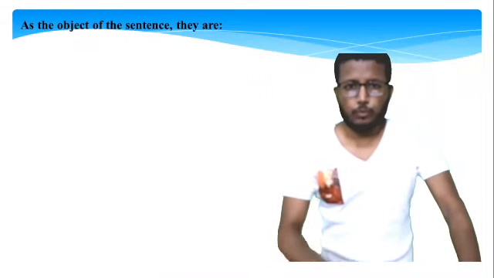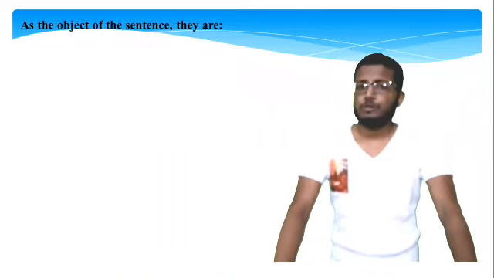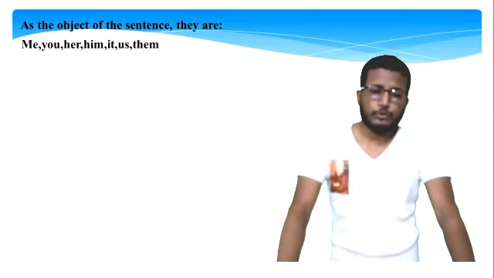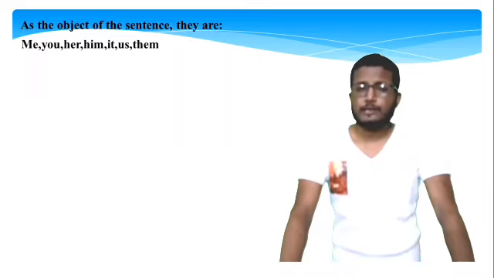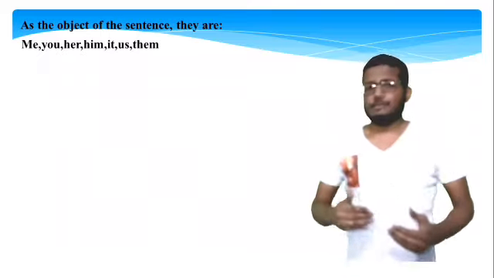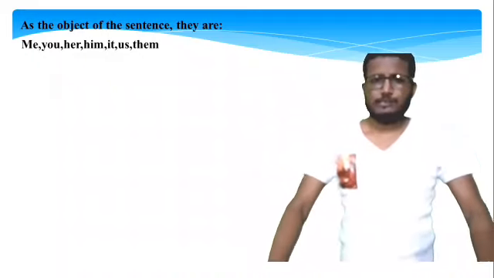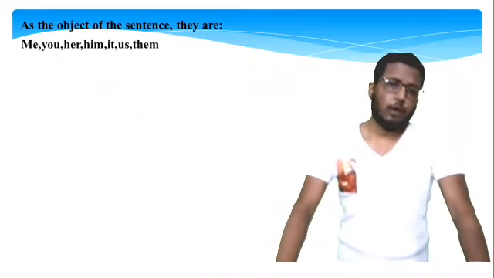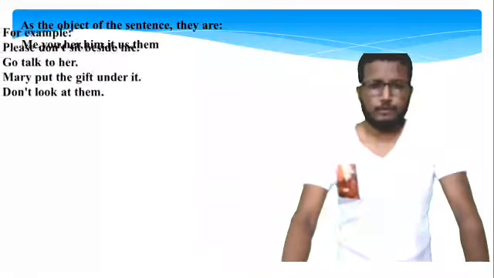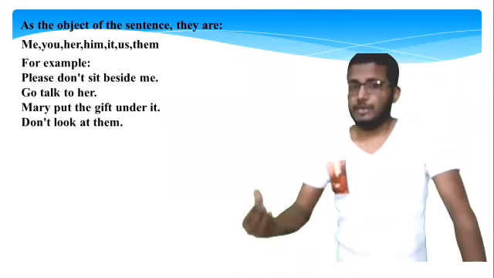So let's go. As the object of the sentence, now if the personal pronoun is working as object, then who are they? They are me, you, her, him, it, us, them. So if you write a sentence and their position is at the end, then easily in that sentence they are working as object. Easily you can construct the sentences, but I have brought you some examples so that you can get some outline.